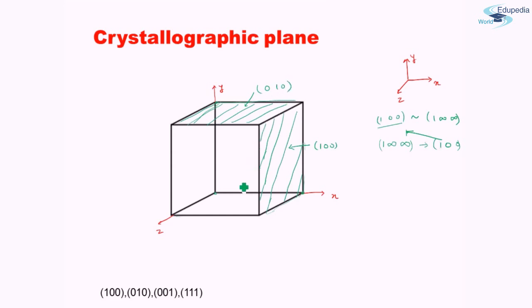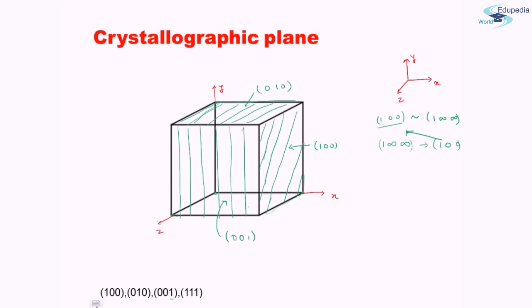Similarly, if we talk about 0, 0, 1, x and y will be cut at infinity and z will be cut at 1. So z will be cut at 1 over here, and x and y at infinity, so parallel to this and parallel to this. Thereby we get this particular face of the cube as 0, 0, 1. So now you see how we get the required plane from the Miller indices.